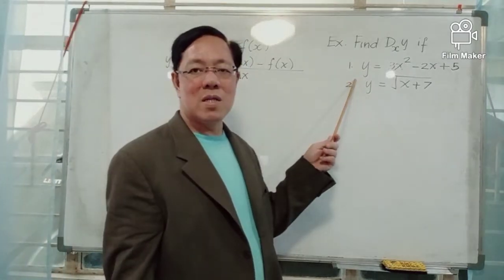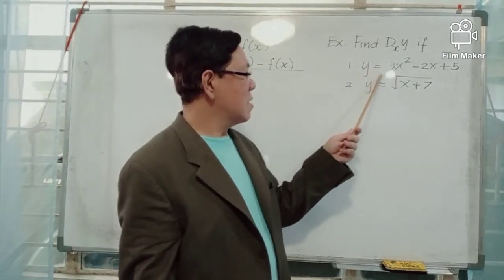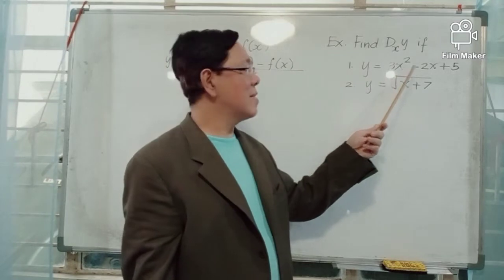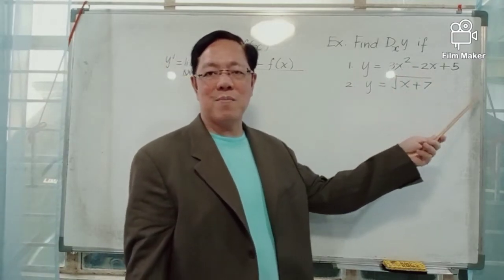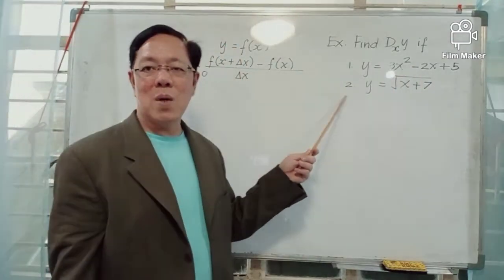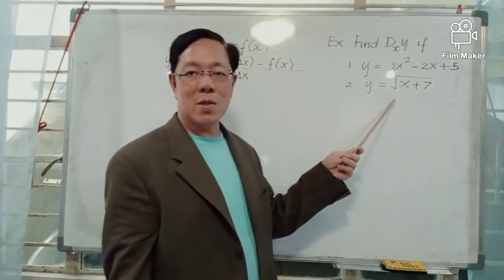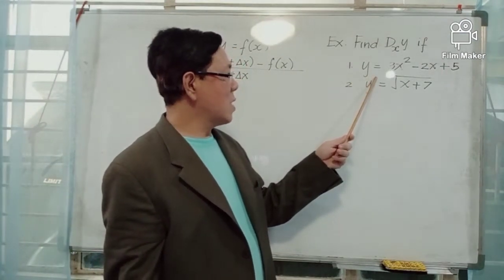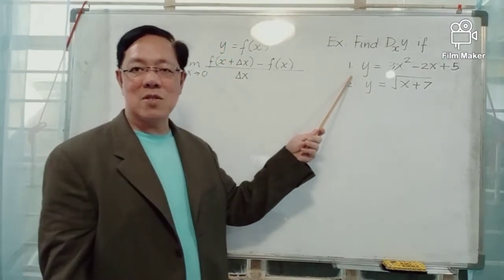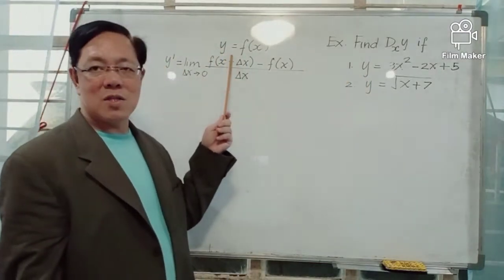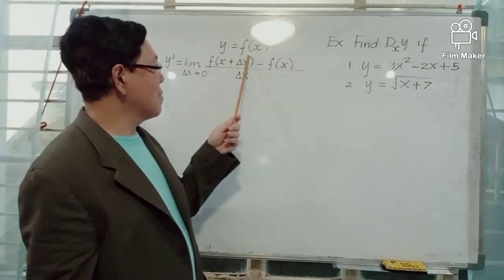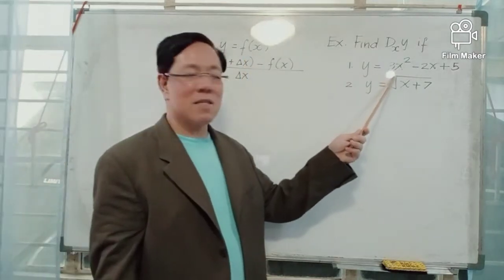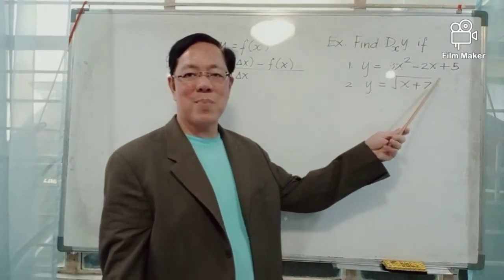In number 1, the function y is equal to 3x squared minus 2x plus 5. In number 2, y is equal to the root of x plus 7. We start with number 1, comparing the given function with our function notation. We have f of x equals 3x squared minus 2x plus 5.